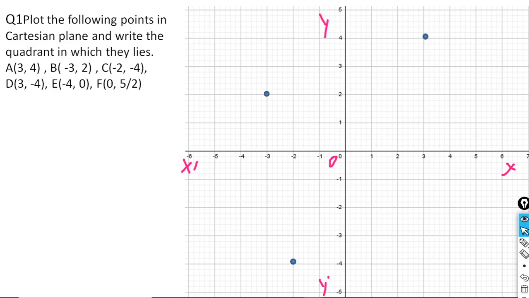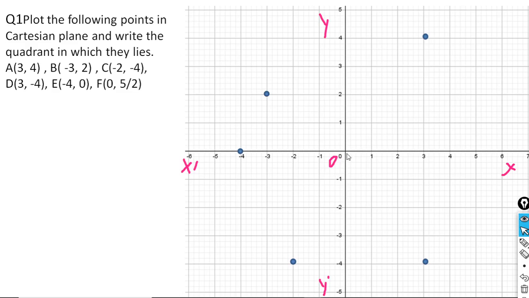The point D, it is 3, minus 4. For the point D, x is 3. We move to the right hand side, 3 units, and 4 units down. Negative means in the down direction. So you get the point D as 3, minus 4. Next is the point E, minus 4, 0. You know that if y is equal to 0, this point lies on the x-axis. We start from the 0, left hand side minus 4 and it lies on the x-axis. It is minus 4, 0.